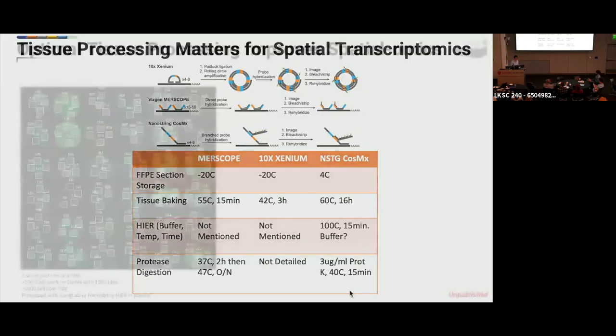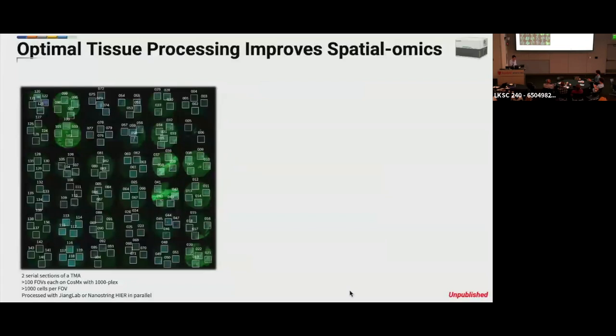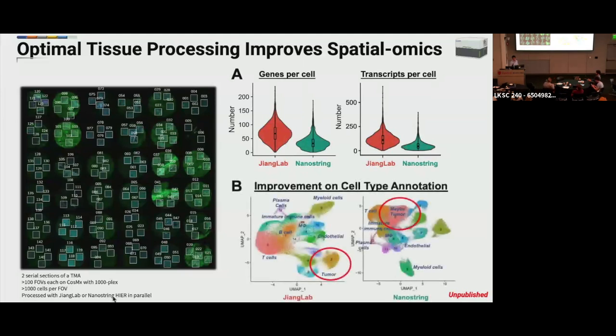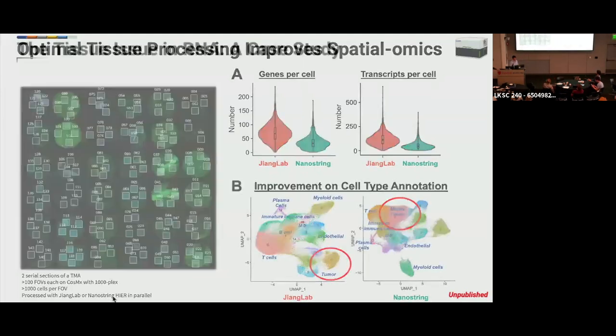There's a lot of things which are different, but what we were doing in the lab at the same time, and this was actually for an internal study, we didn't want to use the study for this, is if you take 2 sections of a tissue microarray and you process them exactly in parallel with a retrieval buffer that's slightly different, you get 50% difference already in total genes and total transcript. That alone gives you a massive improvement in cell type annotation.